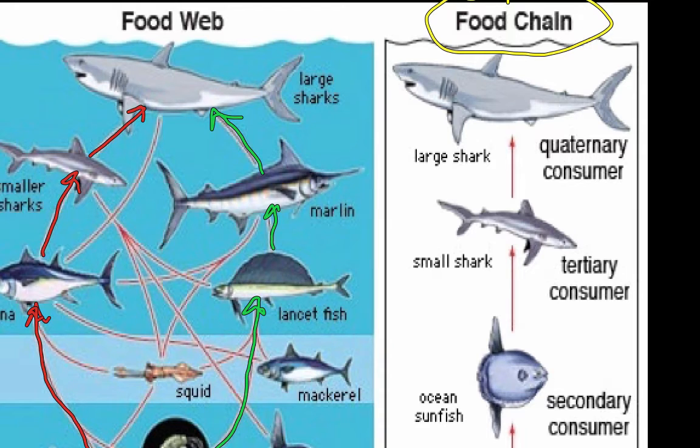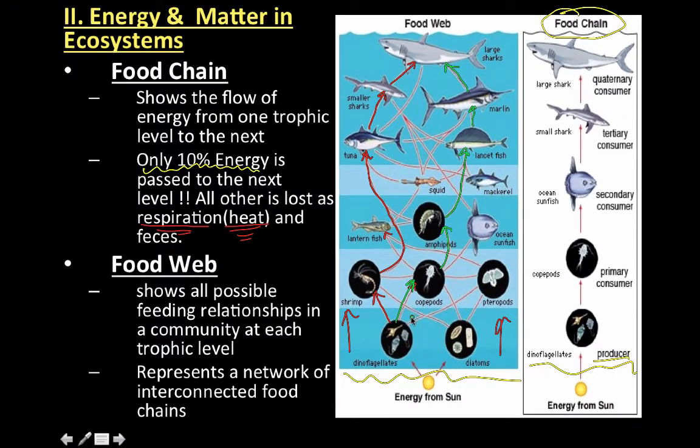There's a lot of other variations of chains that we could find here. You should be able to find 5 or 6 different ones without too much trouble, and there would still be even more than that. So remember, a food web is more complex, shows all possible relationships. All right, that's the key.